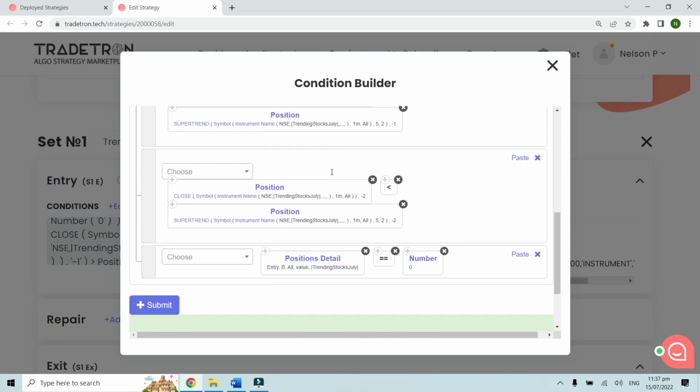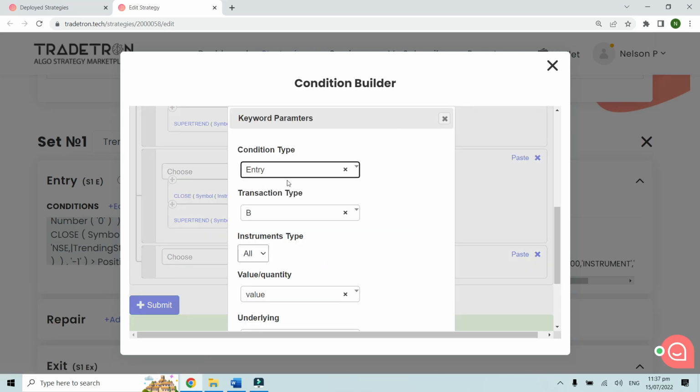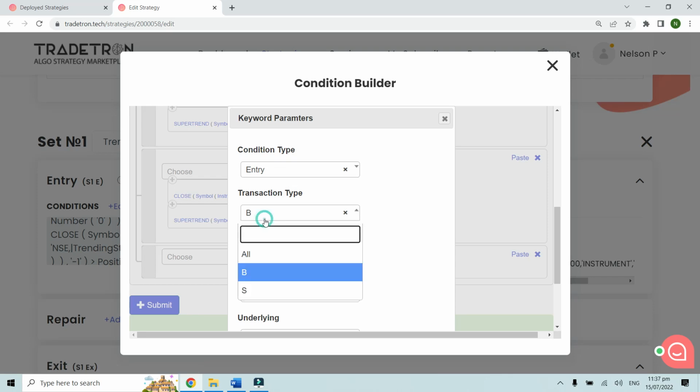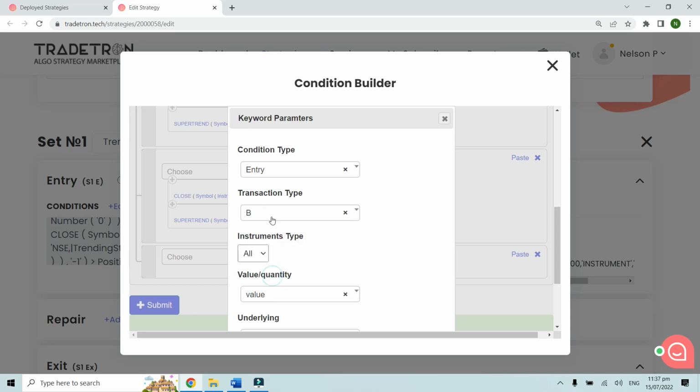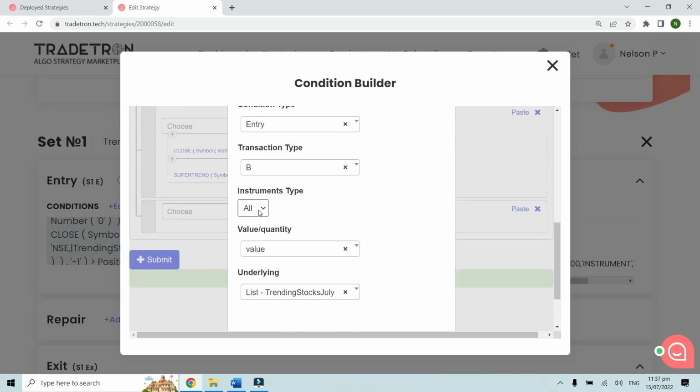After that, what we want to do is restrict the number of trades. In positions detail, as you can see, we have selected condition type as entry, transaction type as buy. We have 3 options: all, buy and sell. Since we want to restrict the buy entry to only once, we have selected buy on the first set, and we do this basically for call and put, but since it is the list of stocks we will select all. Over here we can select either value or quantity.